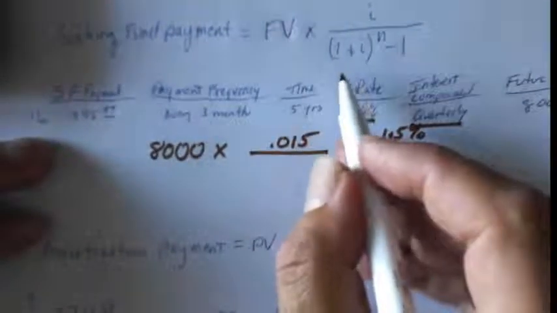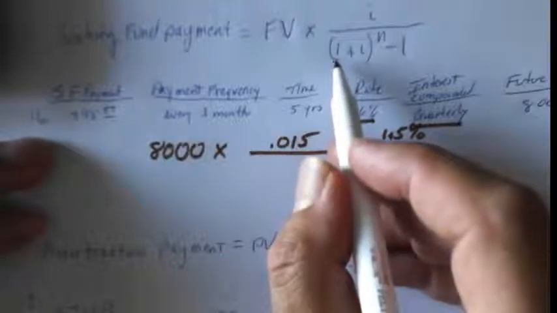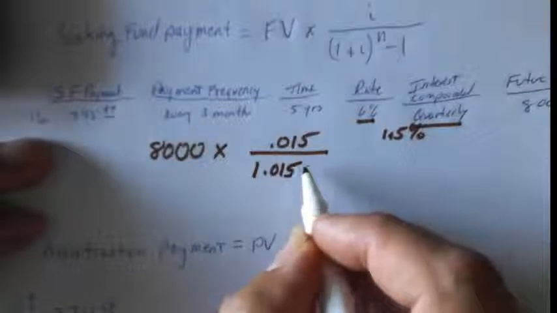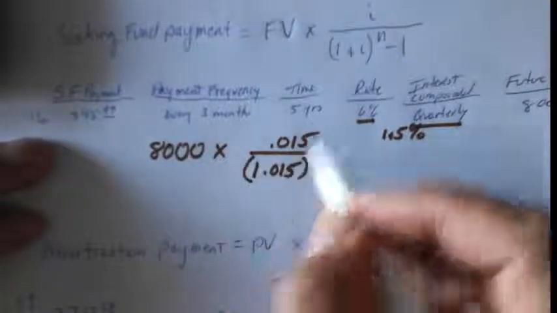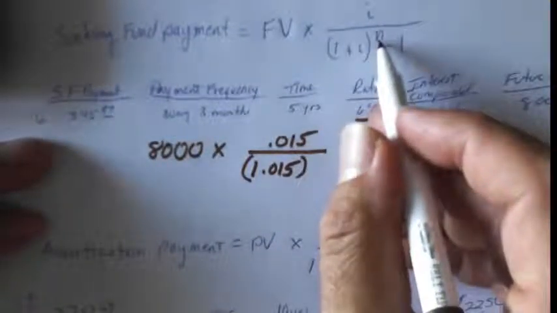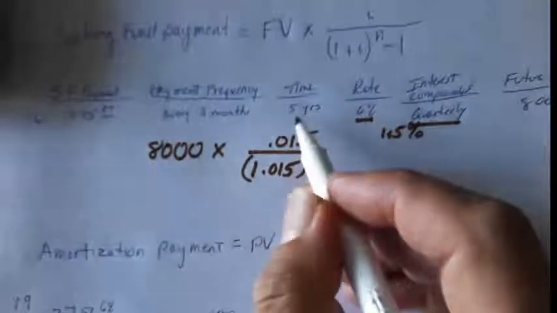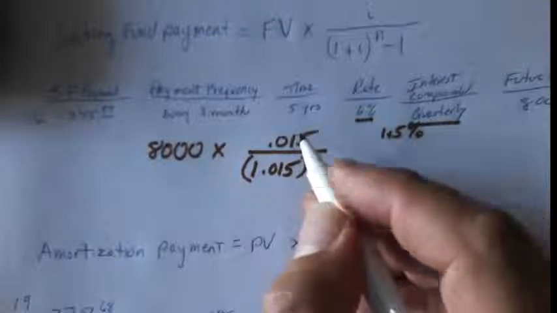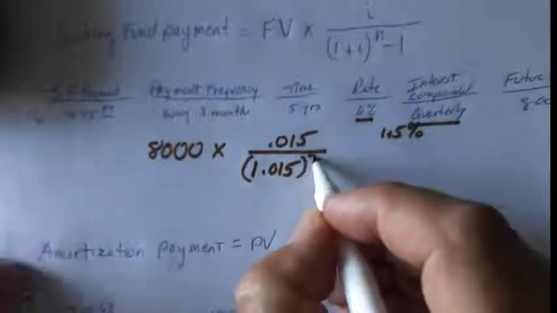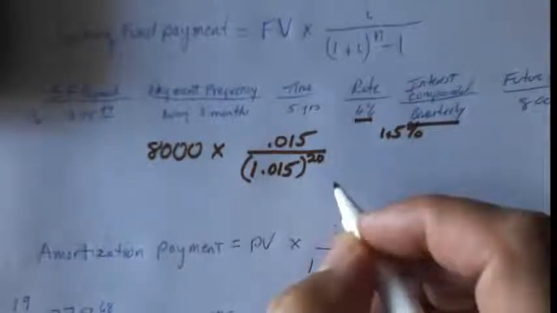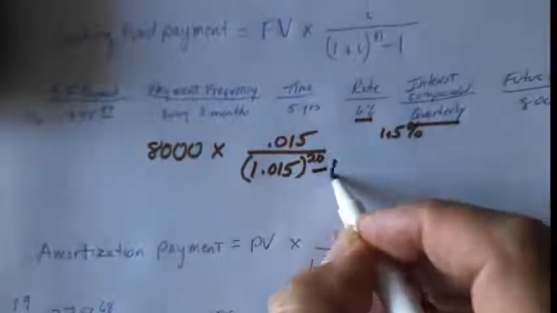So our bottom bracket then is 1 plus the interest rate, so 1.015. And we're going to multiply that by our n factor for our number of periods. So we had quarterly times 5, so that's going to give us 20, right? So we put that up there. And then we're going to subtract 1, because that's the formula.